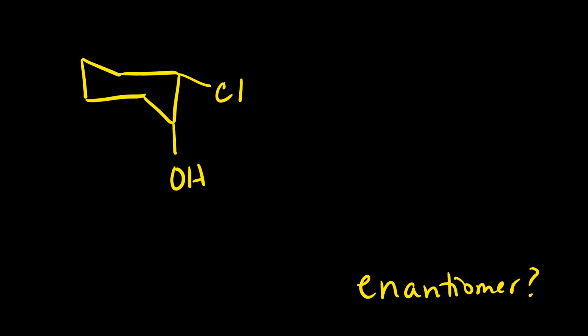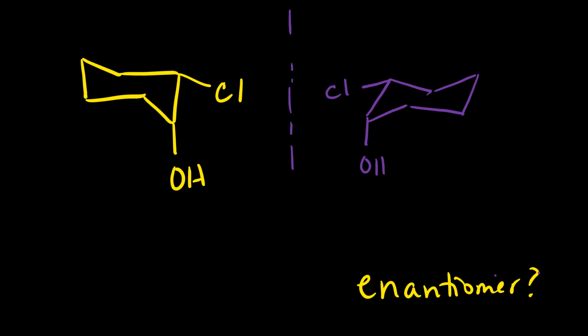Let's try another one. This time we're doing a cyclic structure in the chair conformation, and I'm going to draw my mirror there, so to speak, and I'm going to draw the mirror image that would be reflected. If I'm looking at it here, I see chlorine facing into that chlorine, an OH group straight down, and so the structure in purple is the mirror image or the enantiomer of the structure in yellow.